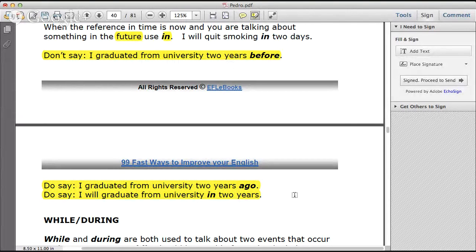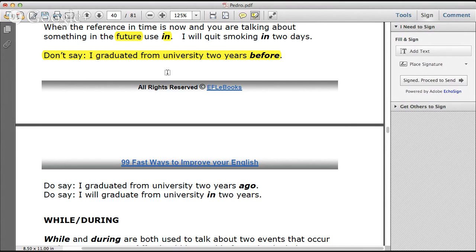Don't say, I graduated from the university 2 years before. Do say, I graduated from university 2 years ago. Do say, I will graduate from university in 2 years. Okay, very good. Now, this very first sentence that's up here, this is the one that I hear quite often.